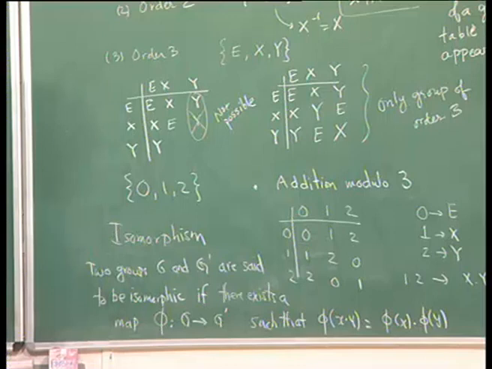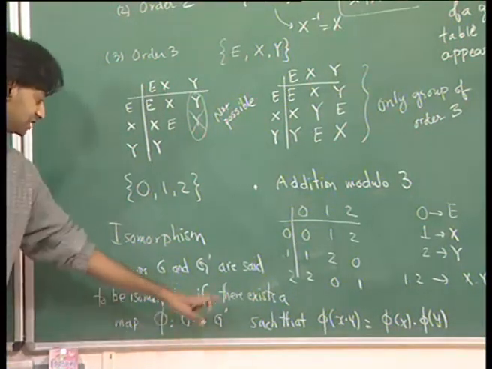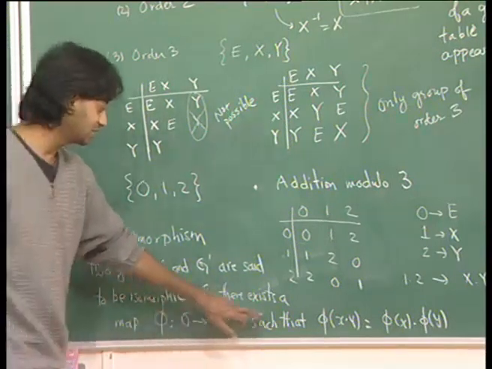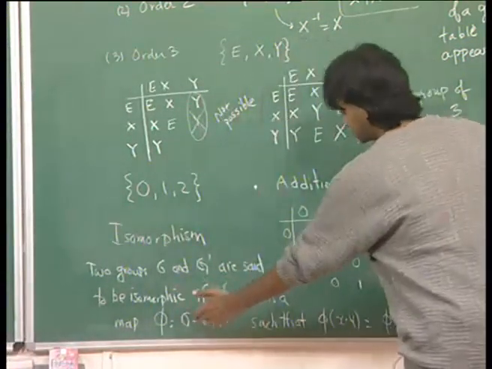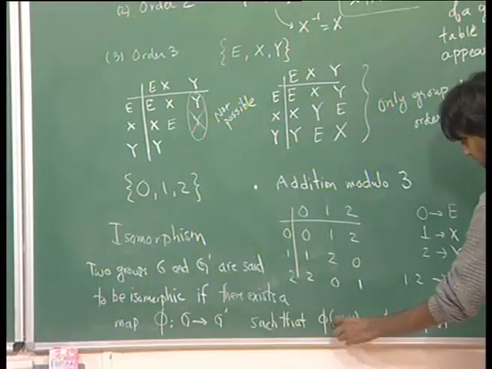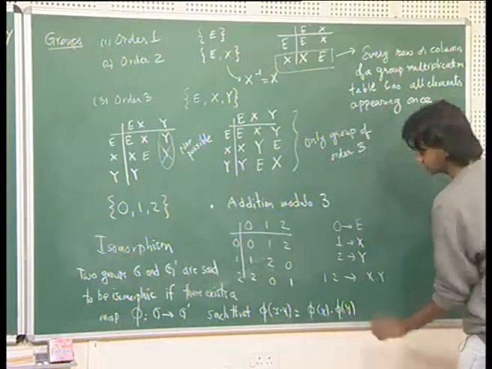Okay, and formally this should be a bijective map. In the sense if you have a map from G to G prime, you should also have a map from G prime to G. Okay. So basically two groups are said to be isomorphic if you can map all the elements of G to elements of G prime, such that a product of elements is mapped to a product of elements in G prime.